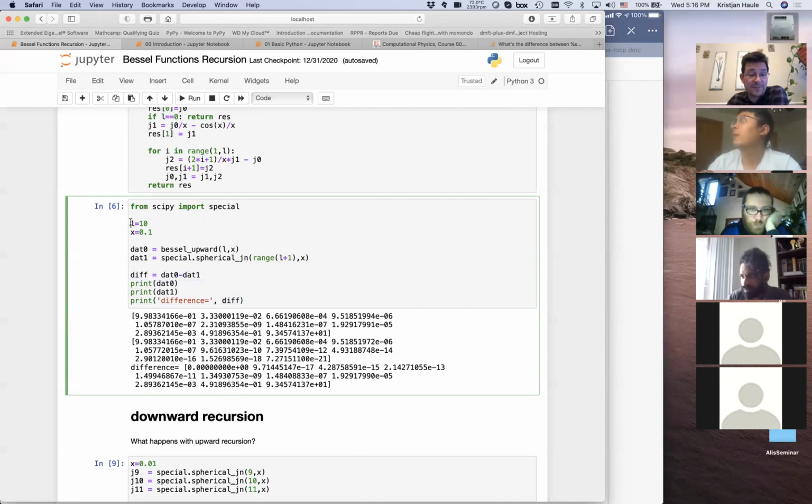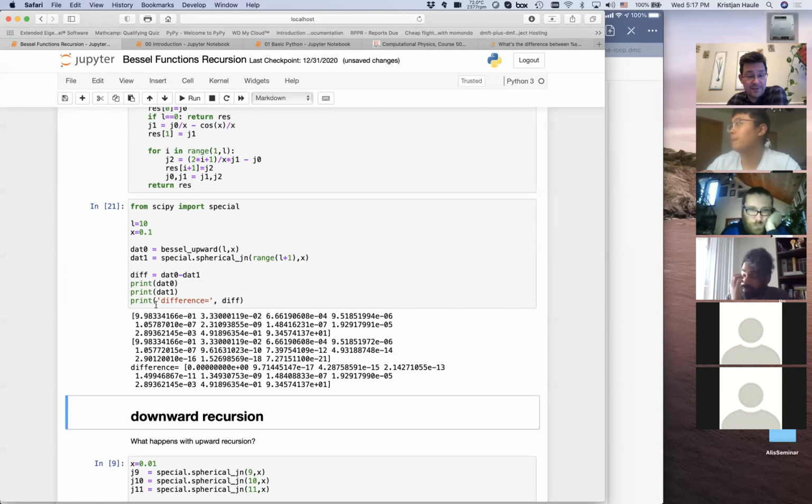Now I'll do this for the particular case of L is 10 and x is 0.1 to show that the error can be pretty substantial in this case. Let me evaluate this. Okay, so what I get is the following.